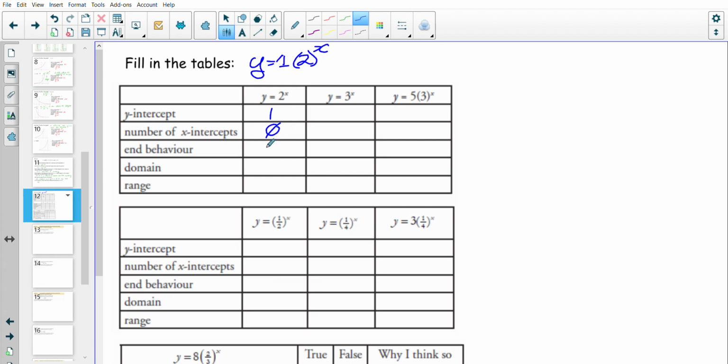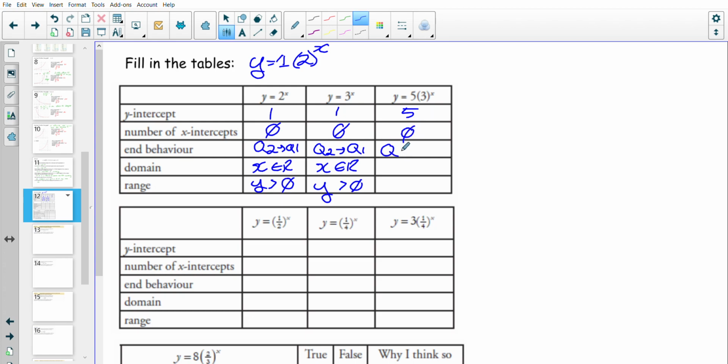We have 0 x-intercepts. Our end behavior is quadrant 2 to quadrant 1 because we are increasing. Our domain is x is any number that's real, and our range is y is greater than 0. Here, similar story, 0 x-intercepts, quadrant 2 to quadrant 1, x is any number that's real, range y must be greater than 0.